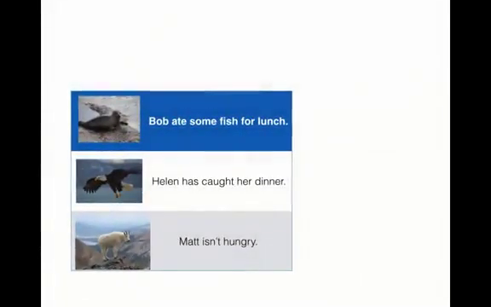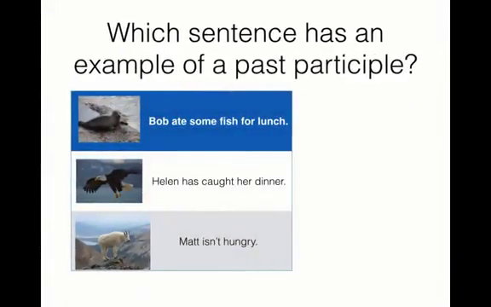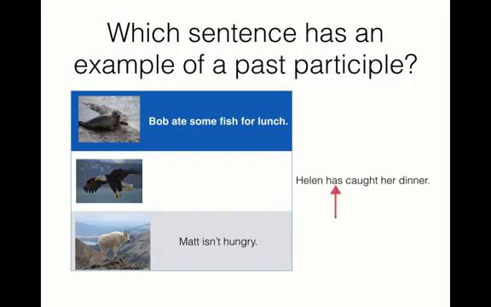Okay, time to review. Which sentence has an example of a past participle? You got it. Helen has caught her dinner. How did you know? Well, you probably saw the helping verb has, accompanied by the past participle of the verb catch, which is caught.